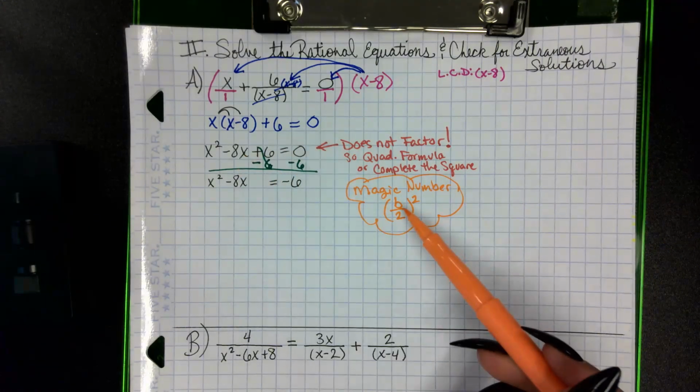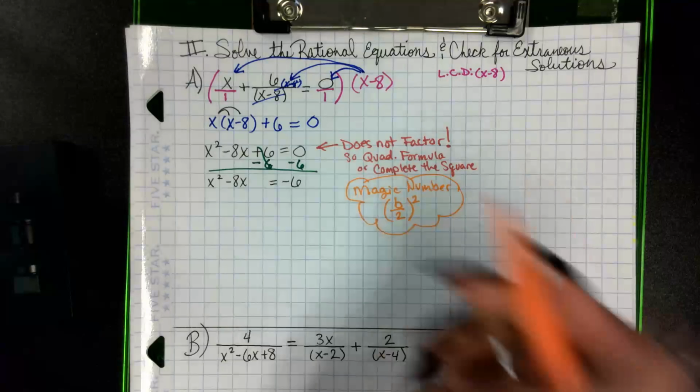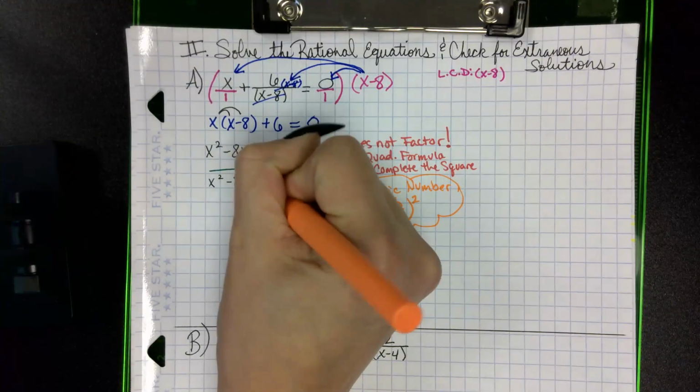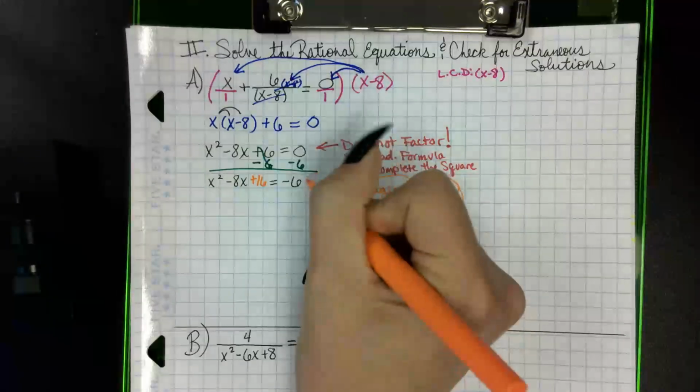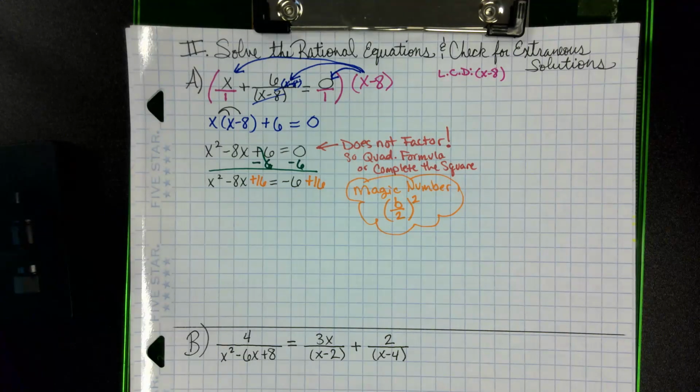So I'm taking the 8. 8 divided by 2 is 4. And then if you square 4, that's 16. So I'm going to say plus 16. It's my magic number, and you have to add it to both sides so that your equation stays balanced. As long as you add the same thing to both sides, it's fine.